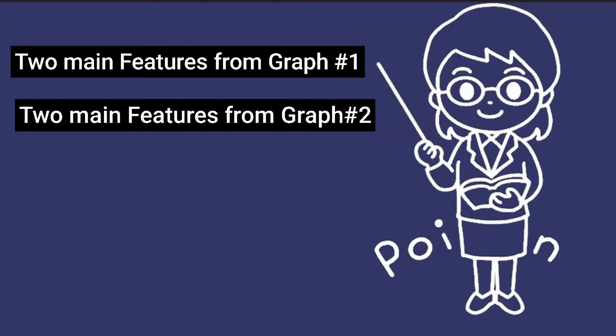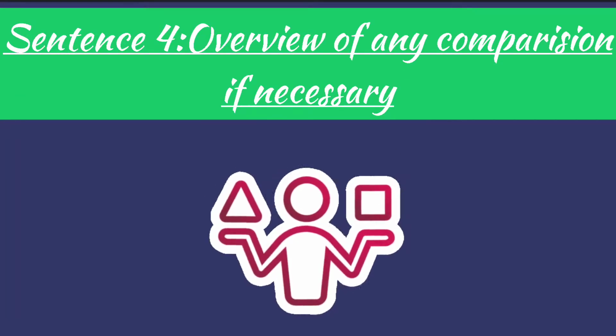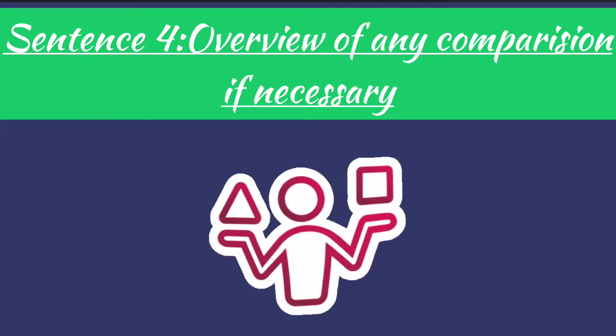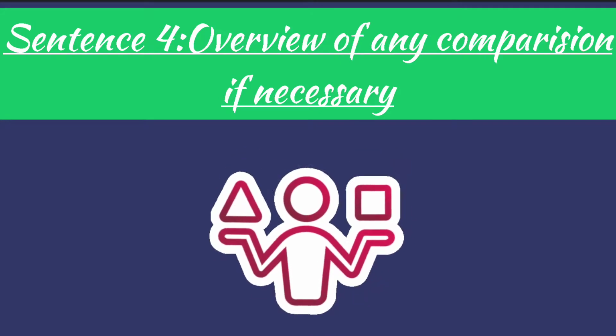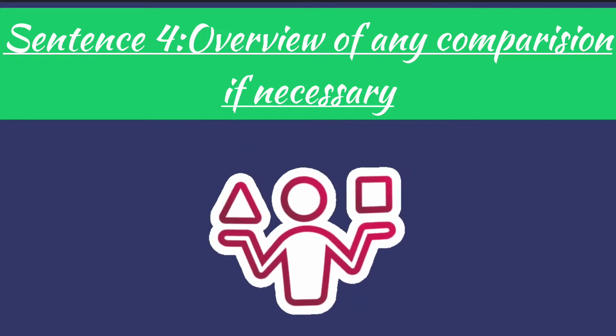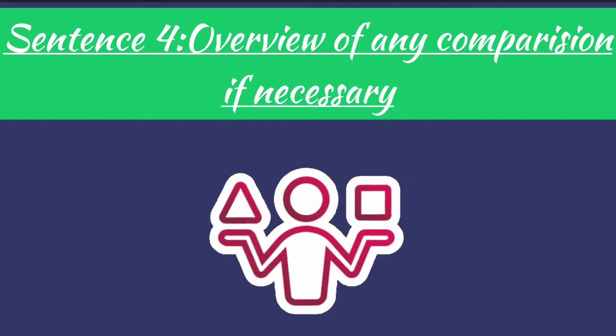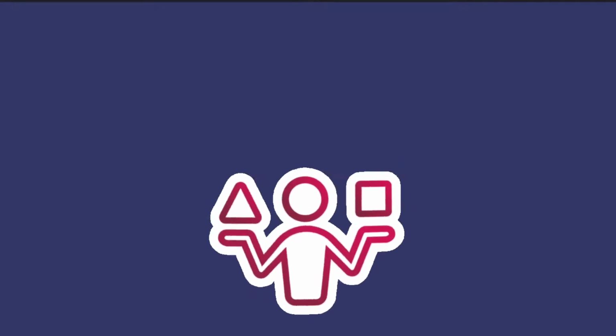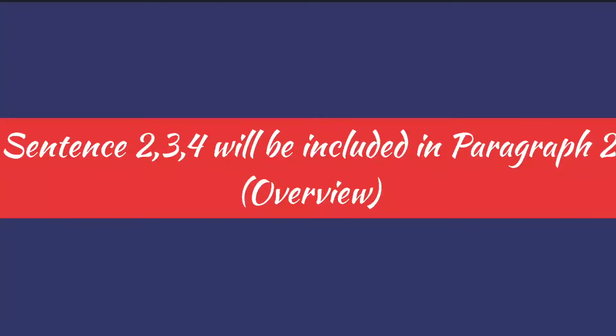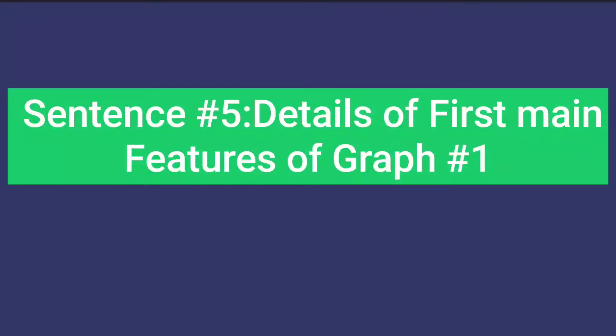Sentence number 4 should be an overview of any comparisons, if necessary. It's an optional sentence. If there are comparisons, they should be made, and it will be sentence number 4. So sentences 2, 3 and 4 would be included in paragraph number 2, which is known as the very popular overview paragraph.